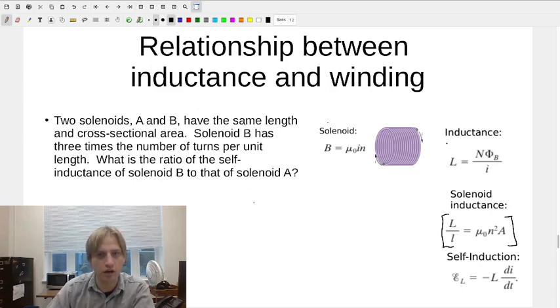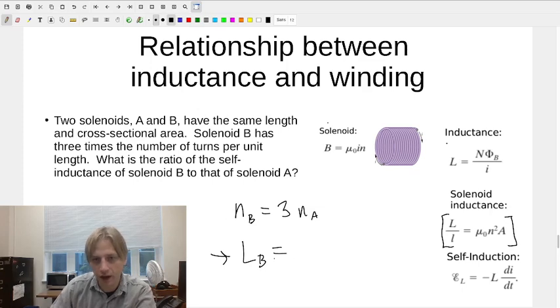So I've already talked about this one in class, but in this case it says if solenoid B has 3 times the number of turns per unit length of solenoid A, that would lead to LB being 9 times LA because of this squared. So that type of problem is also fair game.